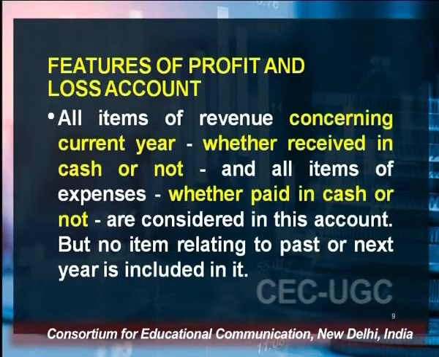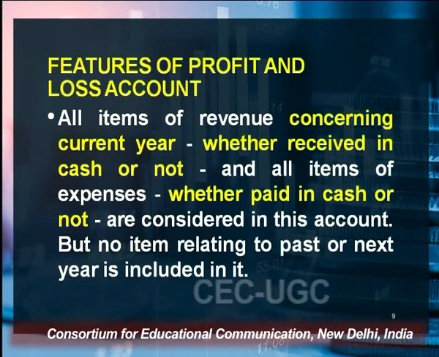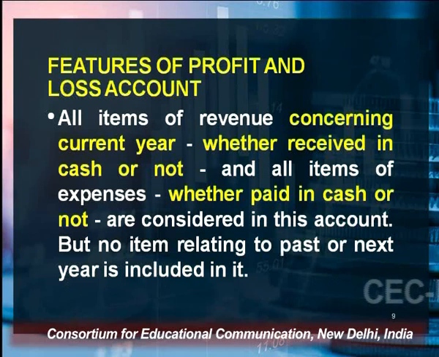If you want to know about the performance of a business, then it is necessary to prepare the profit and loss account. All the indirect revenue expenses and losses are shown on the debit side of profit and loss account, and all indirect revenue incomes are shown on the credit side of the profit and loss account. All the items of revenue concerning the current year, whether received in cash or not, and all items of expenses, whether paid in cash or not, are considered in this account. But no item relating to the past or next year is included in it.